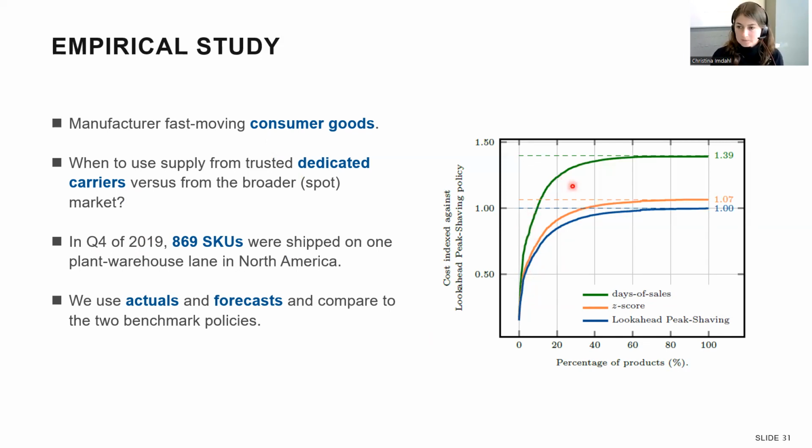And we can see that the blue line is basically how we compare to our lookahead peak shaving policy and what are the costs here. Then we can see that the Z-score policy has 7% higher costs, and the days of sales policy has 39% higher costs. So over all those items, we're saving 7 to 39%, depending on the policy, with the lookahead peak shaving policy.